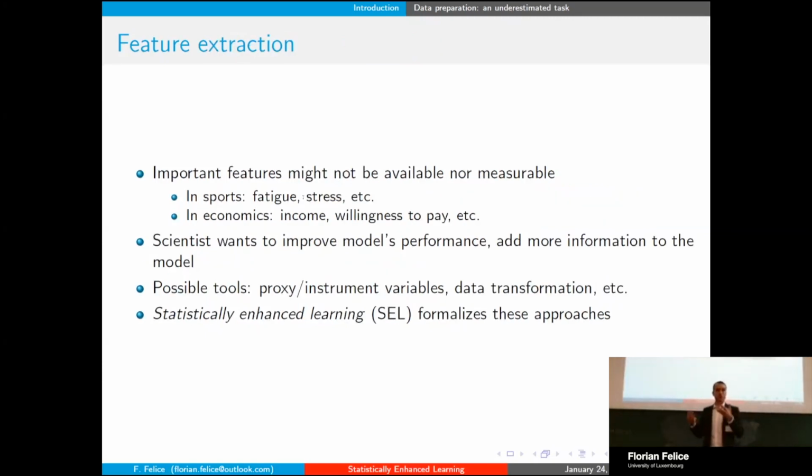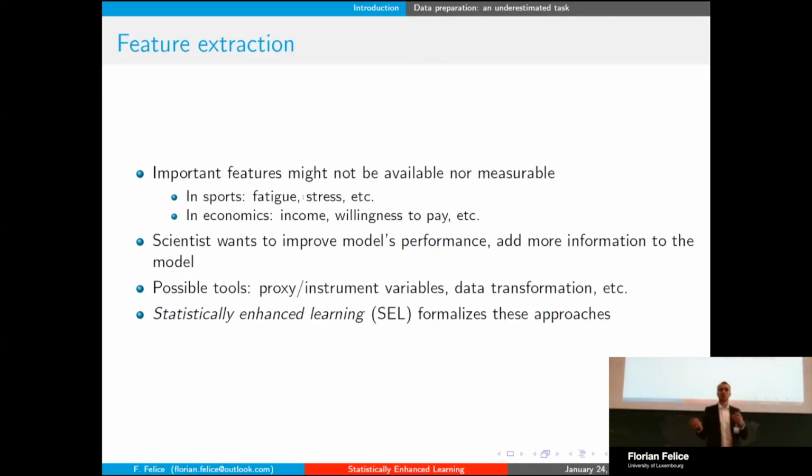Also, the term feature extraction is used in the literature, where it consists of a way to include more variables and more information in the model. In particular, if you think of unobservable variables or variables that you cannot measure, this is where you may use some kind of feature extraction techniques.